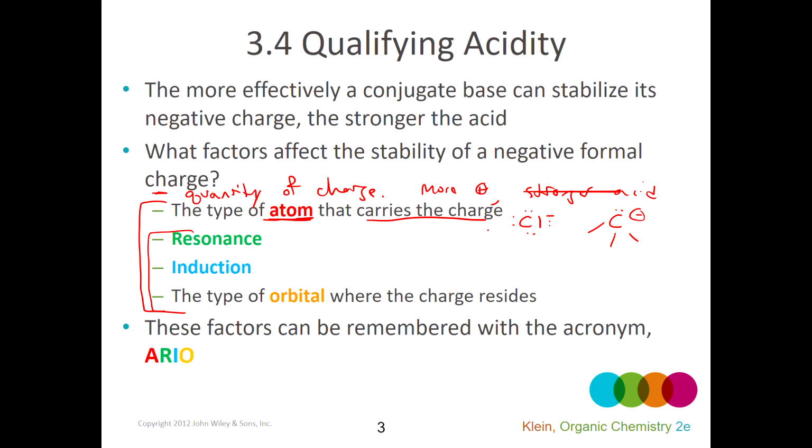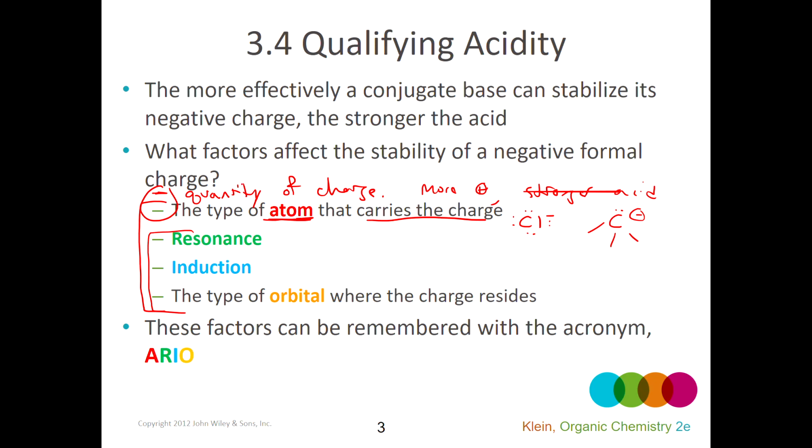I'm sorry, I think I misspoke. We don't need to look at these other factors if it's a different element carrying the same amount of charge, or if they're carrying different quantities of charge. The first two factors would cover that. But we look at resonance, induction, and orbital if it's the same element carrying the same quantity of charge, and that often does happen. So we want to be able to look at those nuances and invoke these different factors, which we'll talk about one by one as we go through.